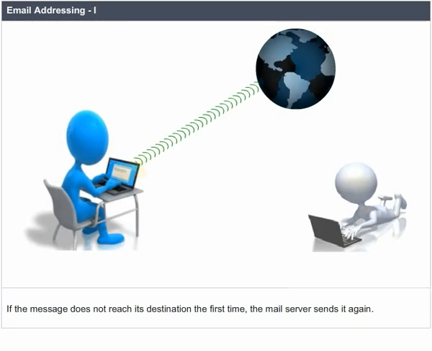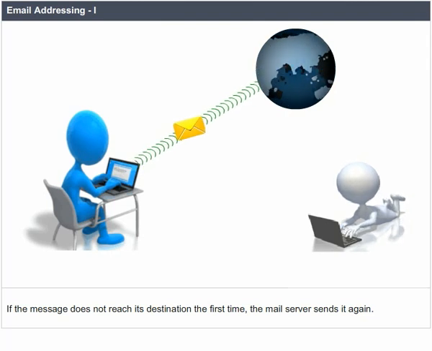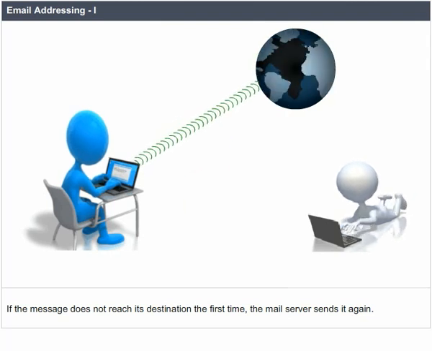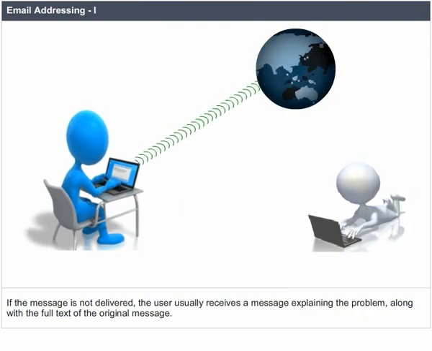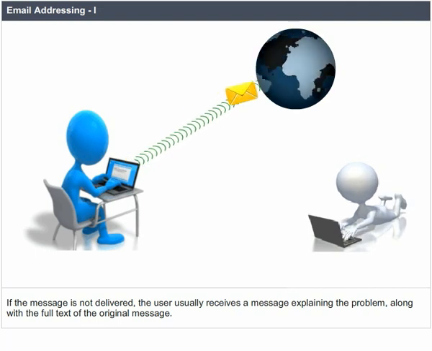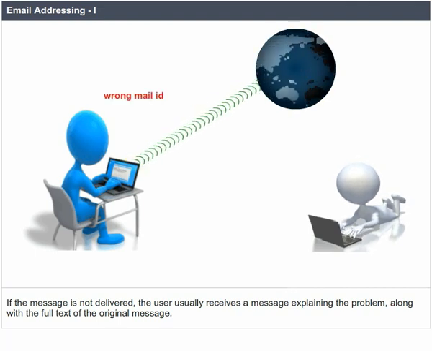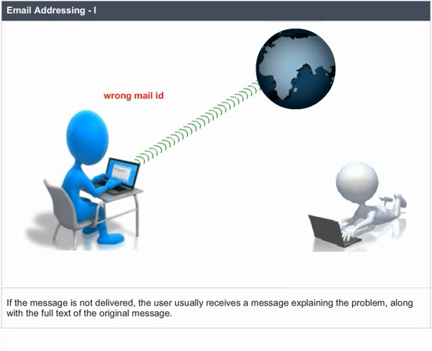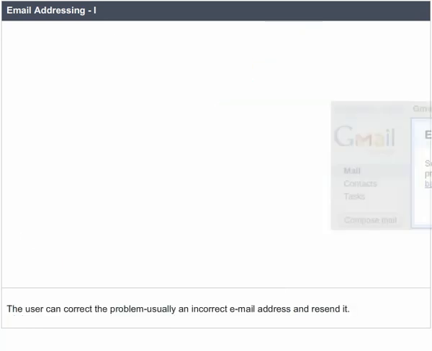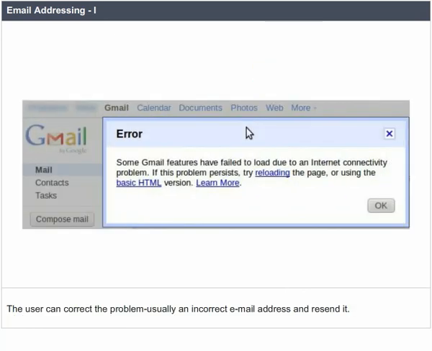If the message does not reach its destination the first time, the mail server sends it again. If the message is not delivered, the user usually receives a message explaining the problem, along with the full text of the original message. The user can correct the problem, usually an incorrect email address, and resend it.